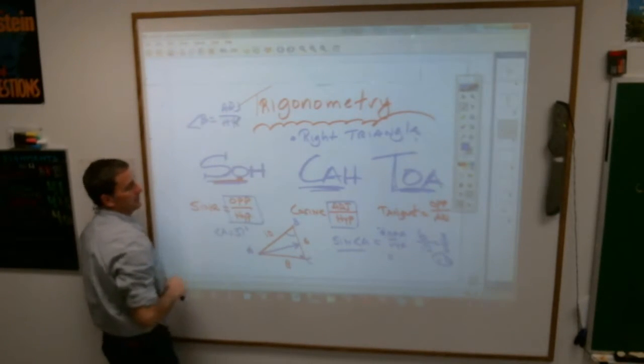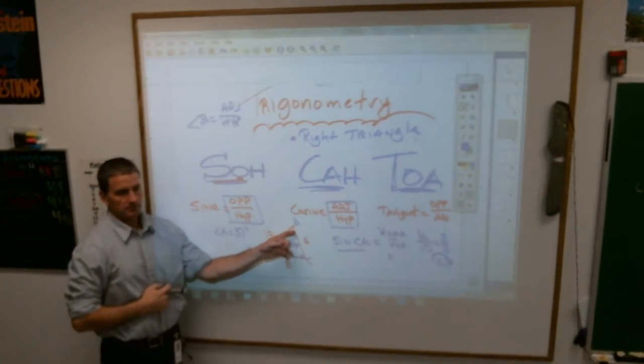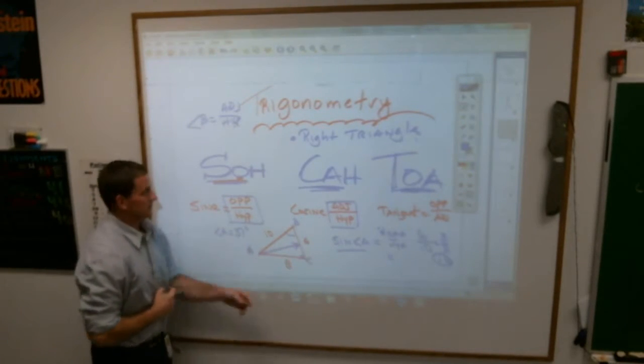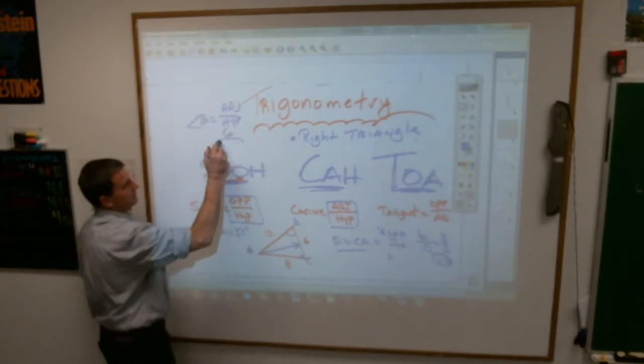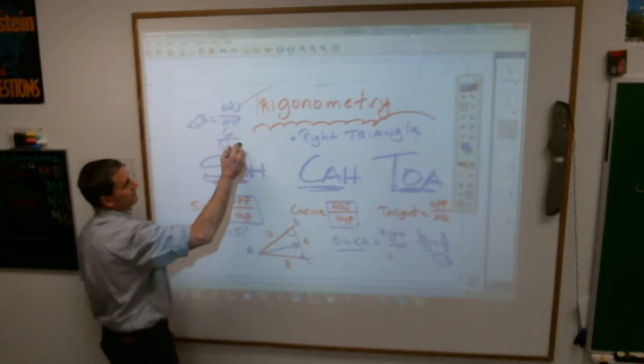Okay. Here's my angle B. What is adjacent to B? This is the hypotenuse always. The adjacent is 6, right? Hypotenuse is 10 again. So the cosine of angle B is what decimal?